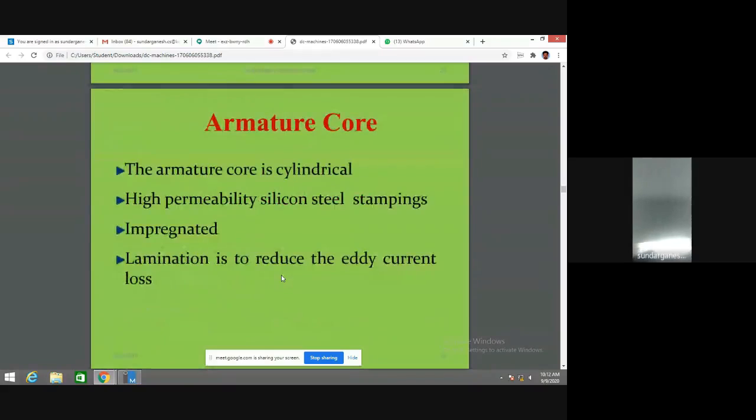In the armature core, we see in the diagram it is a cylindrical one. It has high permeability silicon steel stampings. We are using stampings for insulation purposes only. Then they are impregnated to prevent moisture. High permeability means it will produce more flux also. Lamination is used to reduce the eddy current losses. If there is no lamination, the eddy current loss will be very high in DC machines.